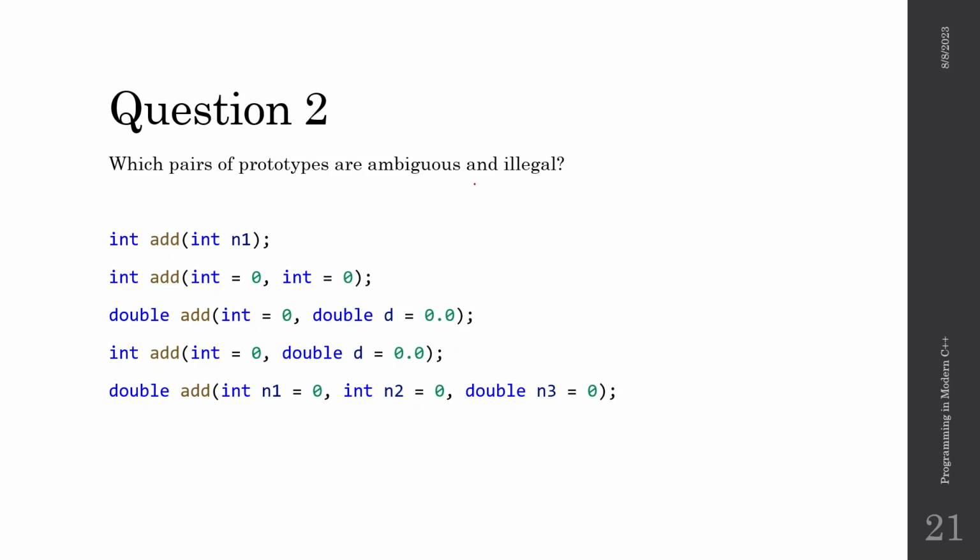Okay, now let me answer it. The question says: which pairs of prototypes are ambiguous and illegal? Basically it means that when we are calling the function, if we cannot identify exactly which function is going to get called, then we say that the prototypes are ambiguous or illegal. So when we are calling the function, if we cannot identify exactly which function will get called, then that is ambiguous.